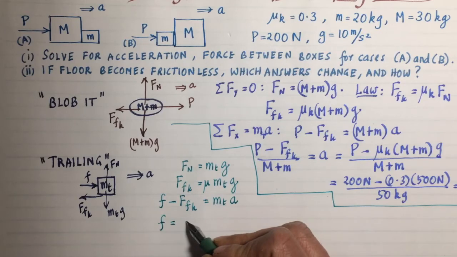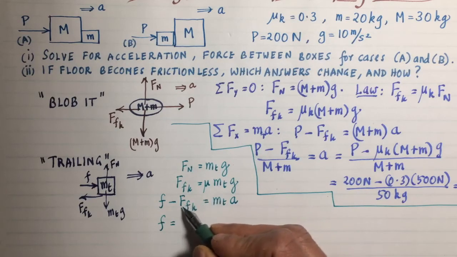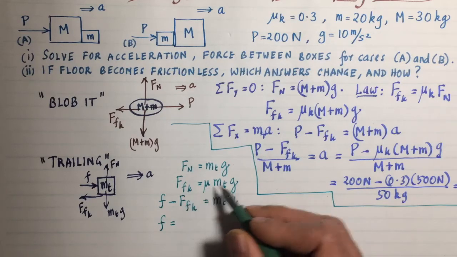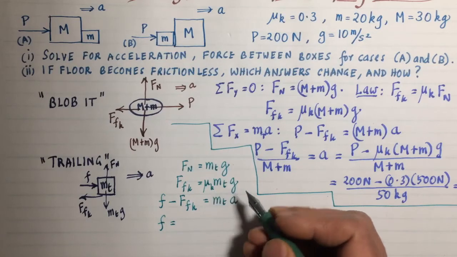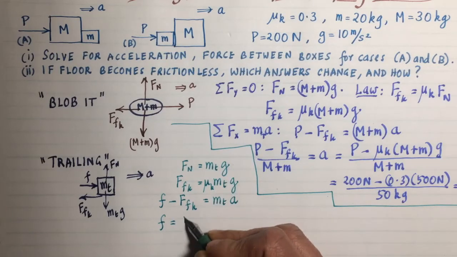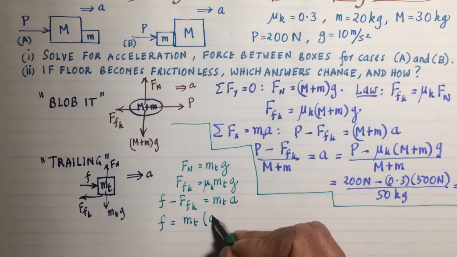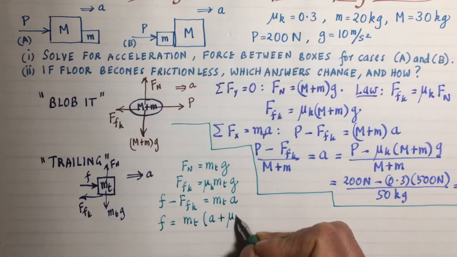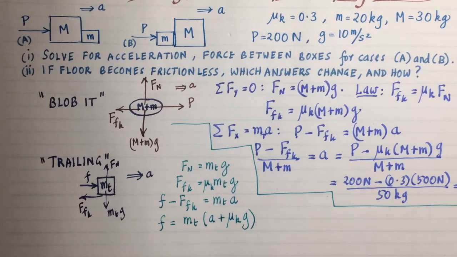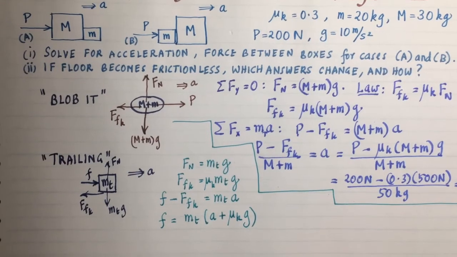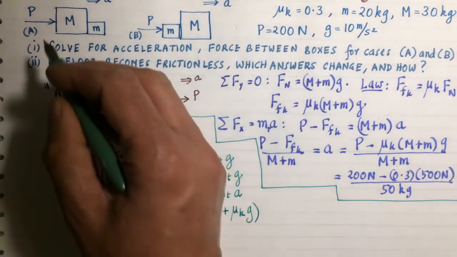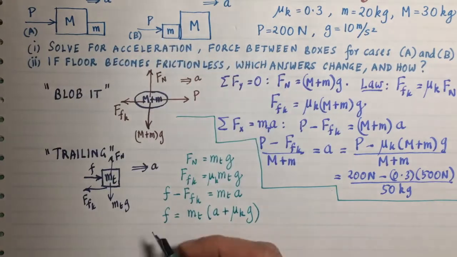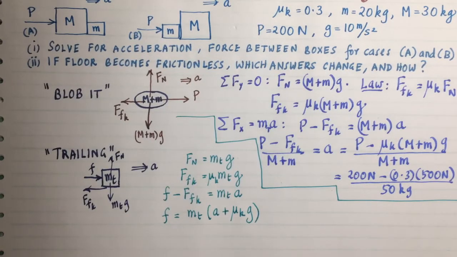So we can solve for little f. Little f is equal to, now F sub fk is mu kinetic times mtg, so mt is common, so I get mt times a plus mu sub k times g. That's our formula for the internal force between the two blocks. Let's call that case A and that case B, so let's solve it for case A and case B. They'll turn out to be different.